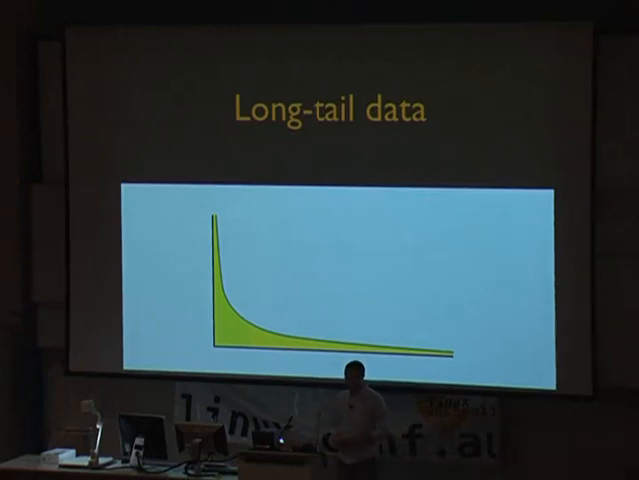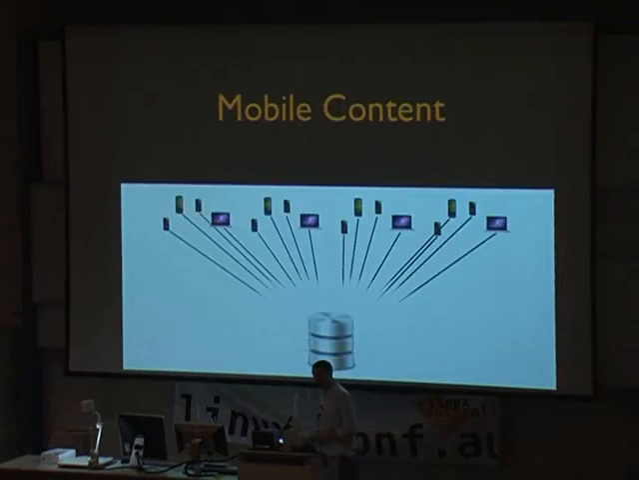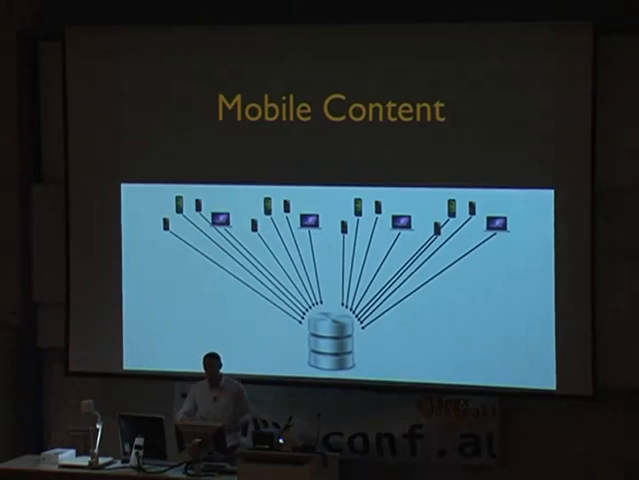Another use case that Swift is very good at is mobile content. And the difference with mobile content, as opposed to just generally web content, is the fact that there are billions of mobile devices all over the world. And so you generally have to deal with an extremely high amount of concurrency.